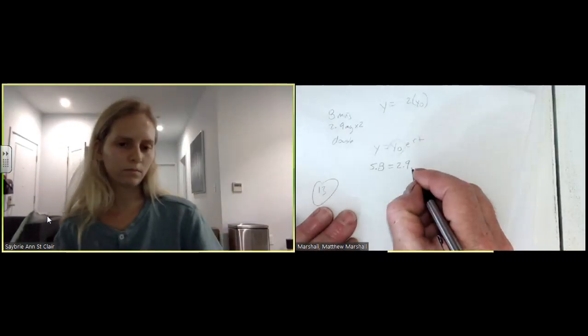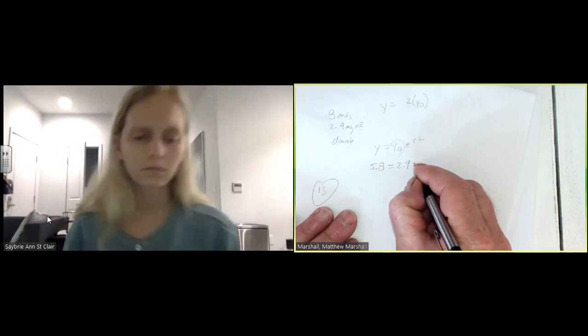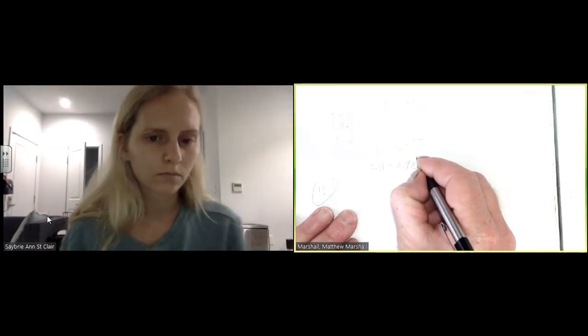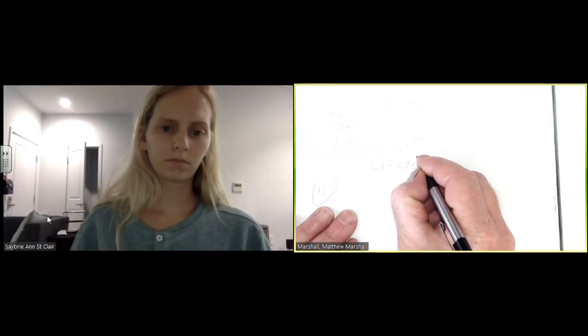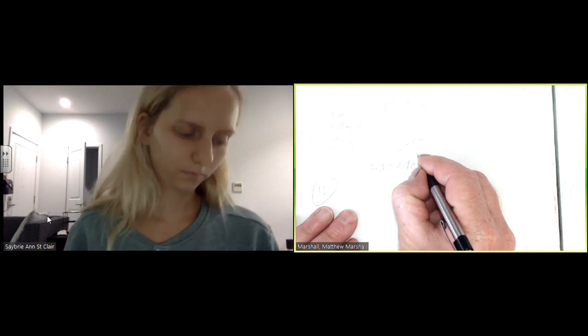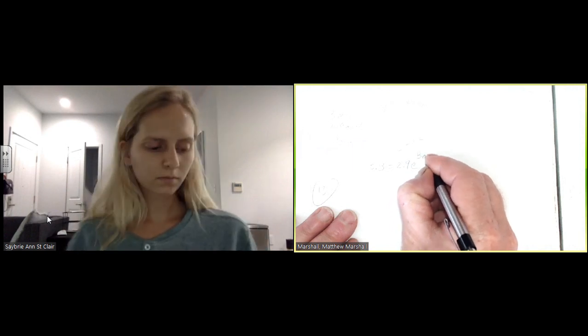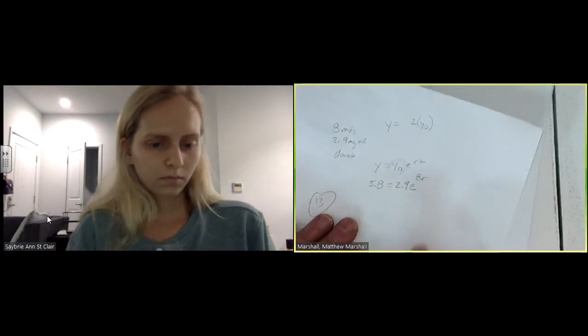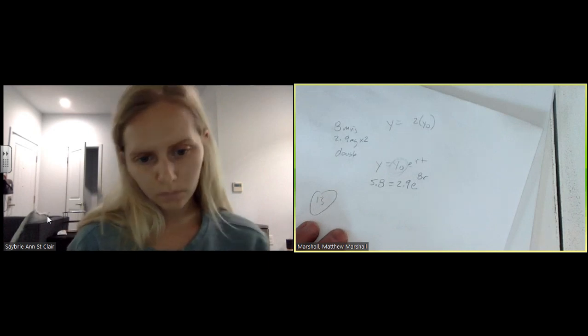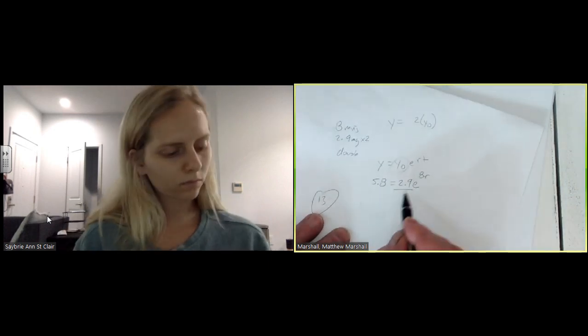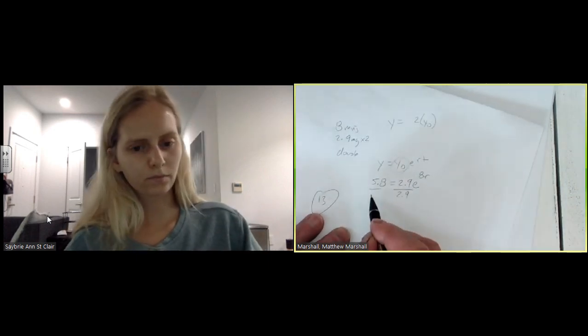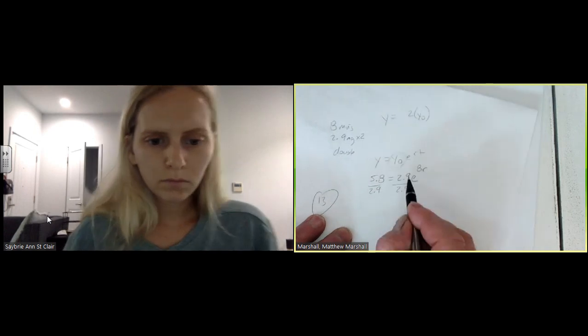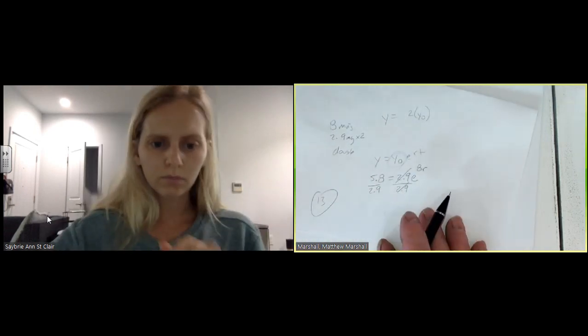e stays e, r stays r, but I plug in 8 for minutes, 8r. You see that? So now I'm going to divide by 2.9. So I need you on your calculator to divide 5.8 by 2.9.